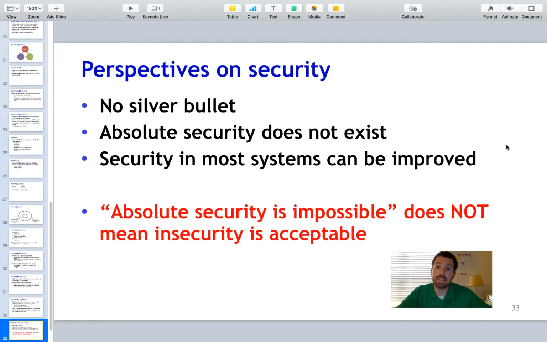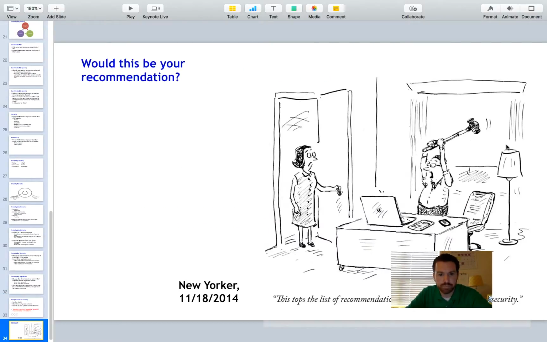Absolute security is impossible. That does not mean insecurity is acceptable. All right, so that doesn't mean that, because absolute security is impossible, I'm just not going to do anything. What's the point? Somebody's going to get in. Again, path of least resistance. An attacker will go after someone that doesn't secure their network as well as some other person. So keep that in mind.